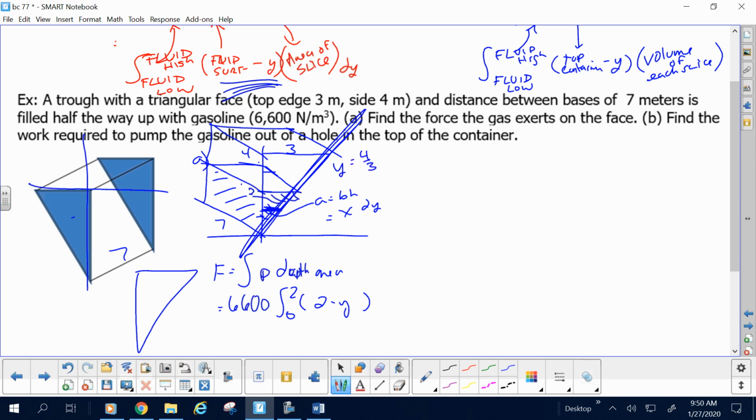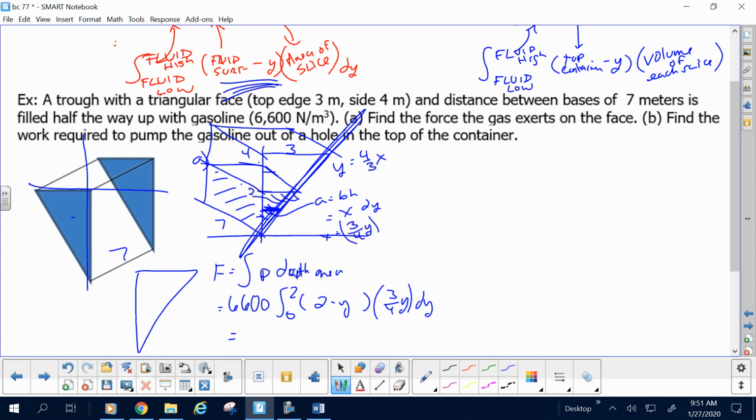What's the x relationship to y that we can use to substitute in? Why did it help us to put the origin where we did? The y-intercept of the line is 0, so the line's a lot cleaner. It's just y equals 4/3 x, instead of up here where I'd have to have a y-intercept. So x is 3/4 y. So we're going to integrate rho times 2 minus y for the depth, and the area is 3/4 y dy.